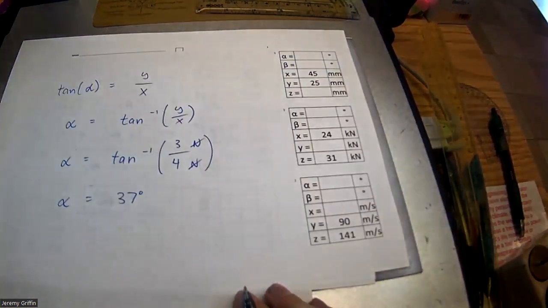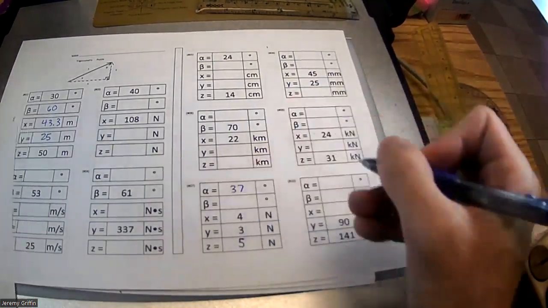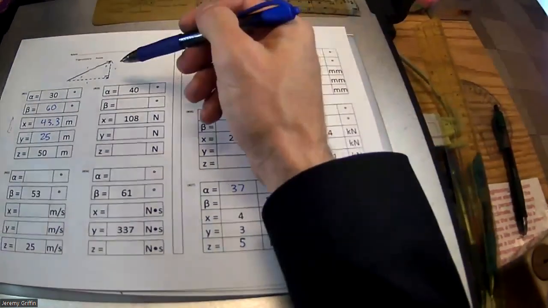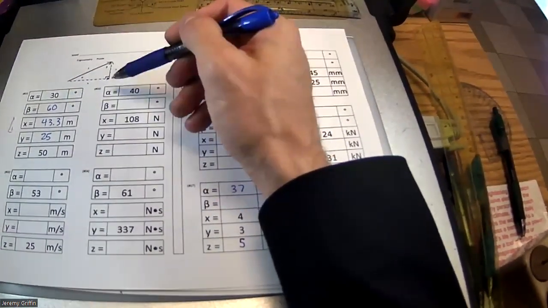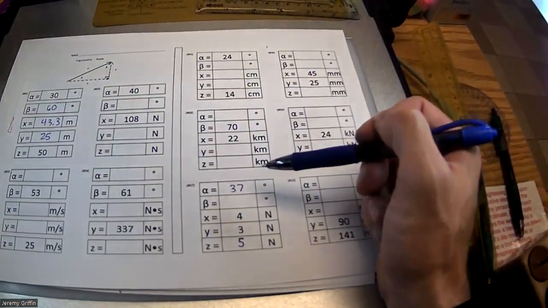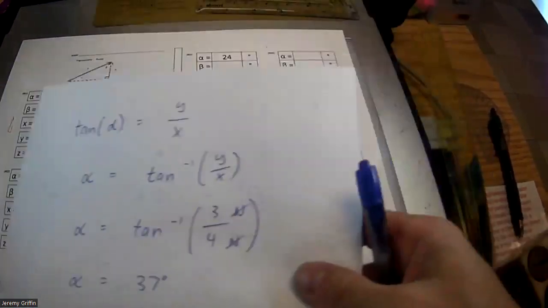37 degrees. I have to go here, alpha 37 degrees. Okay. Does that look about right? If y is a little bit less than x, 3 compared to 4, it should be a less than 45 degree angle. Oh, that is a little bit less than 45 degrees. I can believe that. That looks about right. Okay. All right.